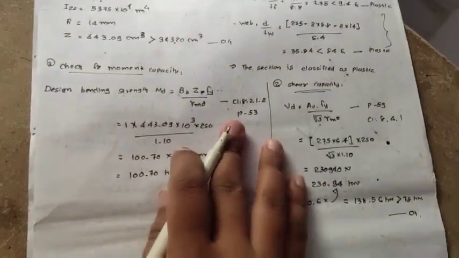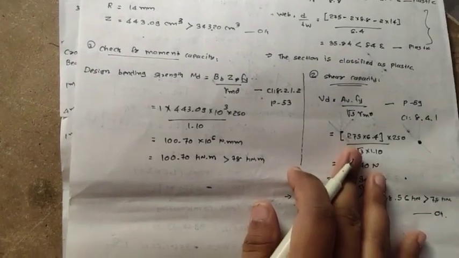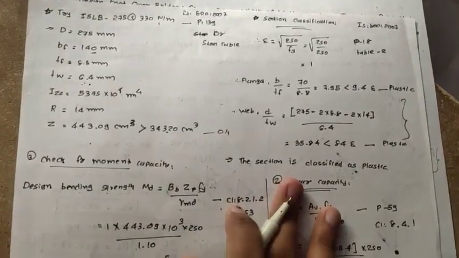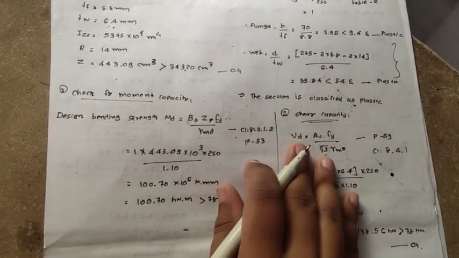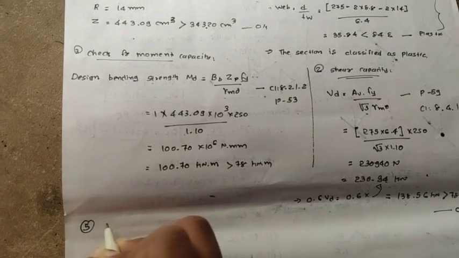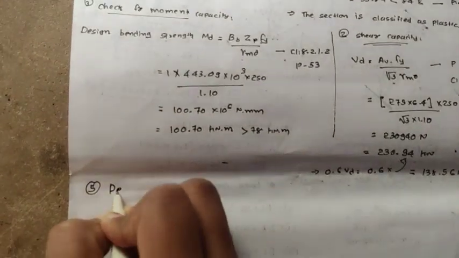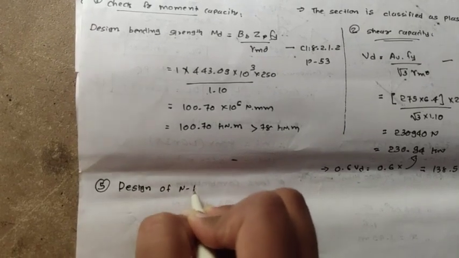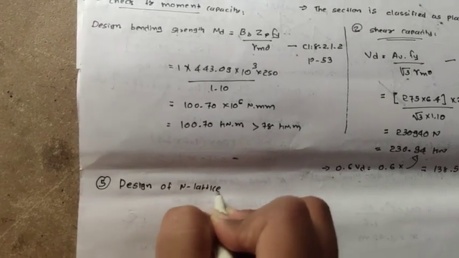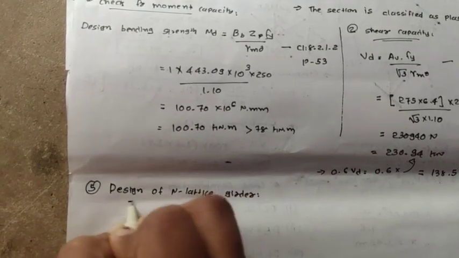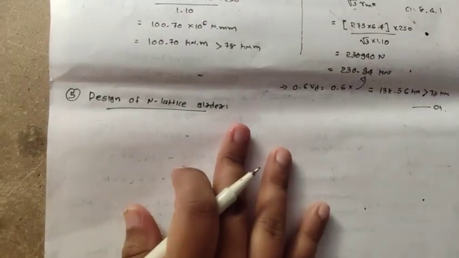Good morning, students. Last time we saw the different types of checks, which are checking for the shear capacity and checking for the moment capacity. So our next step, the fifth step, is the design of the lattice girder. So how do we design this lattice girder?